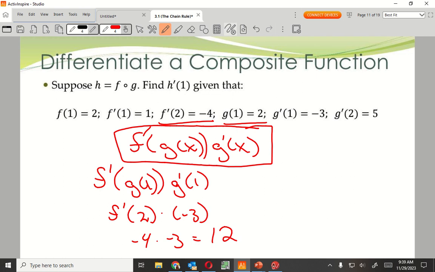Anyway, all right, so that being said, we will finish the rest of this on Friday.